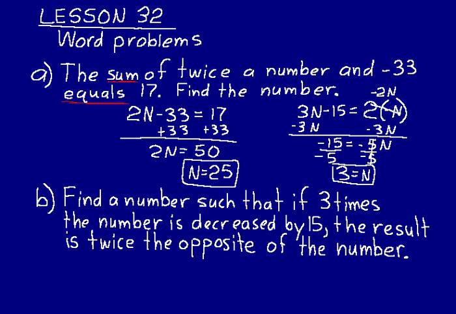So we've read through this problem, and some of the key words here were times. That told us that we were multiplying 3 times a number, and then decreased by. That's actually a phrase there. That tells us we are subtracting 15 from 3 times a number. Result, that tells us to look for an equal sign, and then twice the opposite. Opposite, that tells us a negative number, a negative variable.